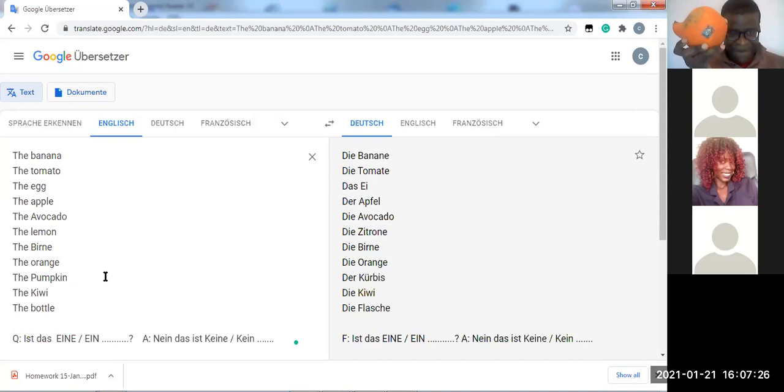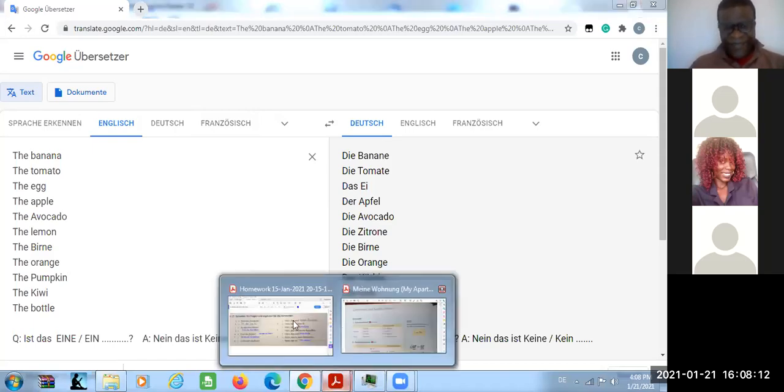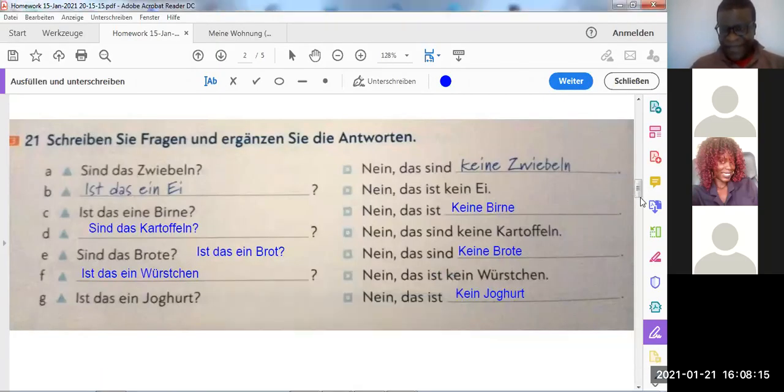Okay. Ist das eine Flasche? Super. Nein, das ist keine Flasche. Das ist ein Kürbis. Wunderbar. Wow, wow, wow. This is good. You people, when you come, no, I'll be doing my own things. No translator in the supermarket. Wonderful. Interesting. Perfect. Wonderful. Then we finish the last question. You've done a great practical.